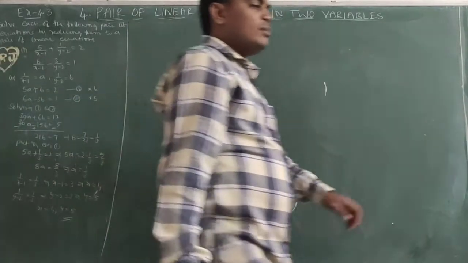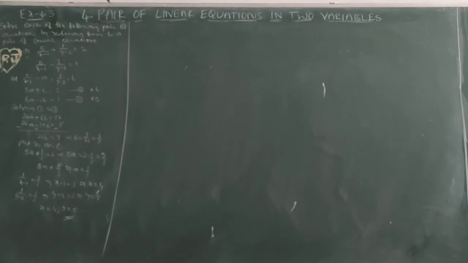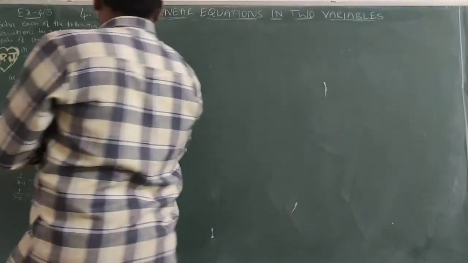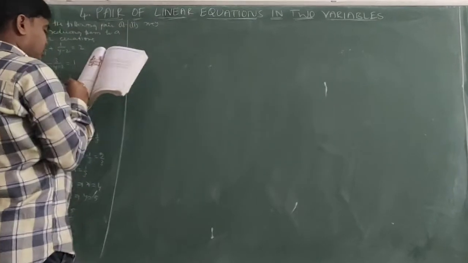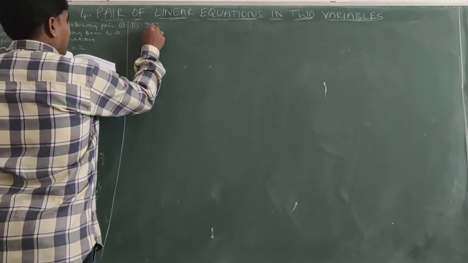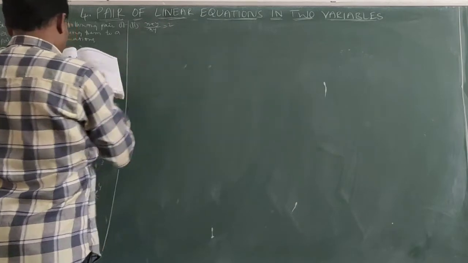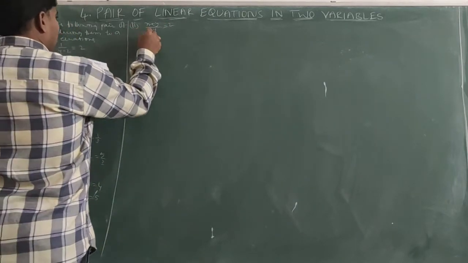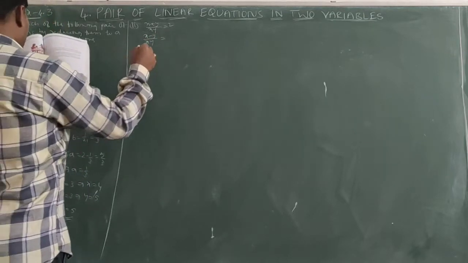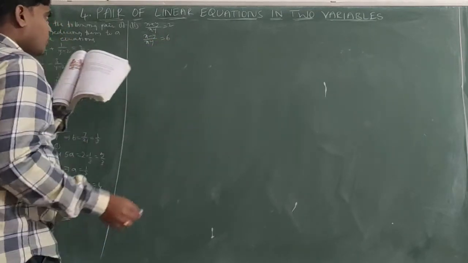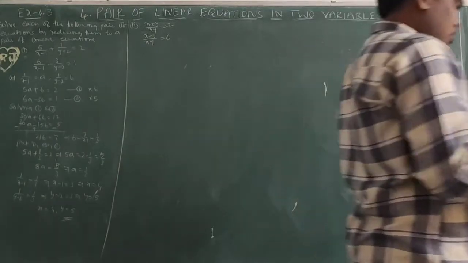Next, question number 2. Second: x plus y by xy equal to 2. x minus y by xy equal to 6. So this is the question.